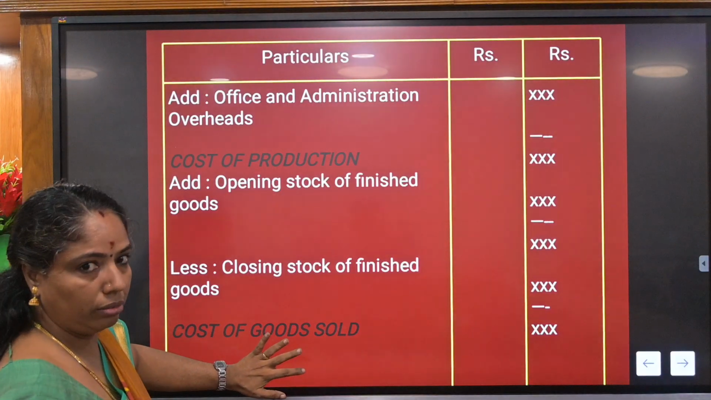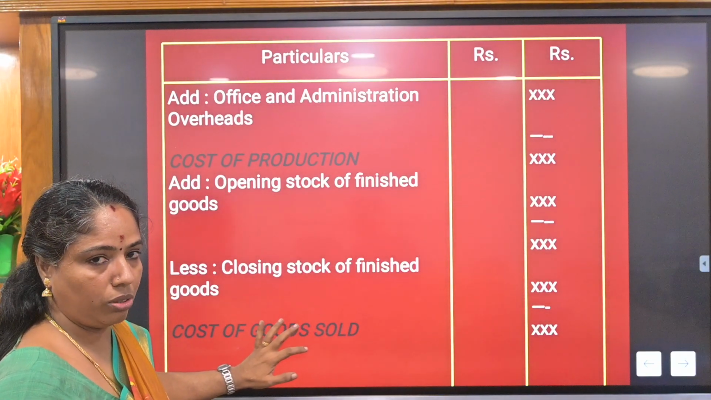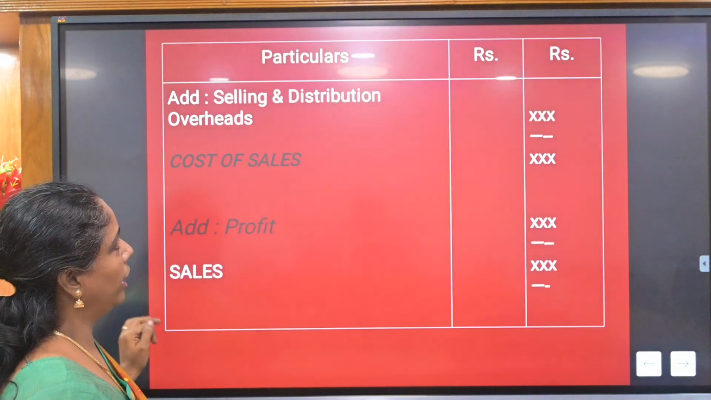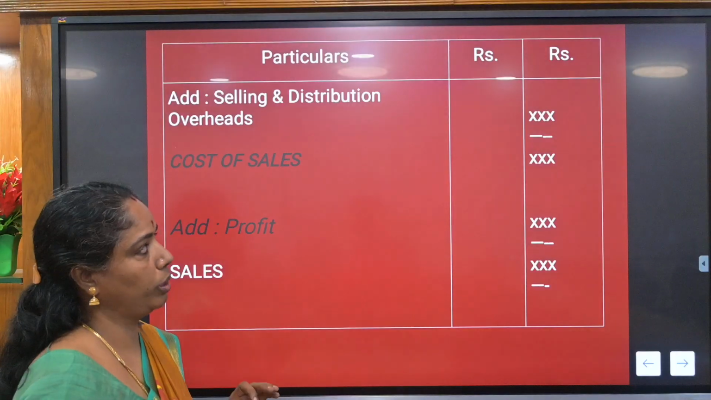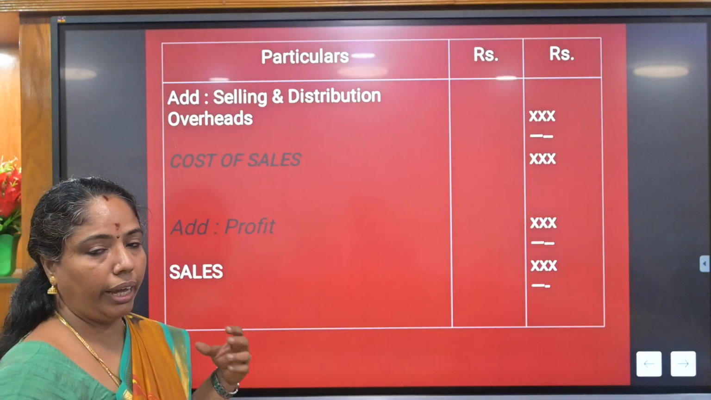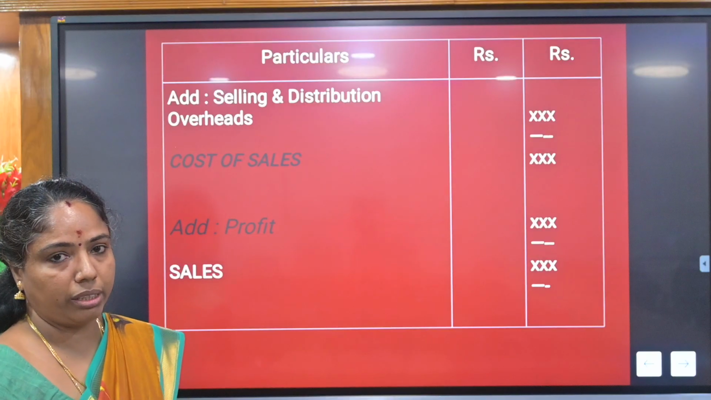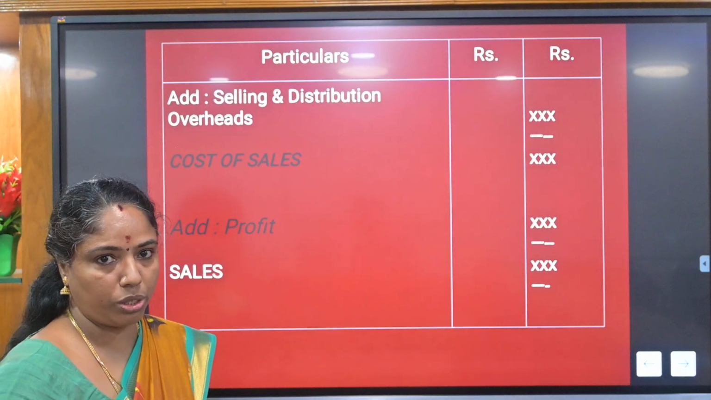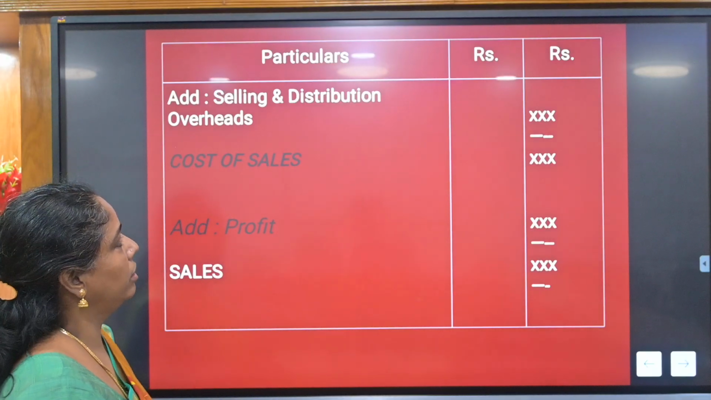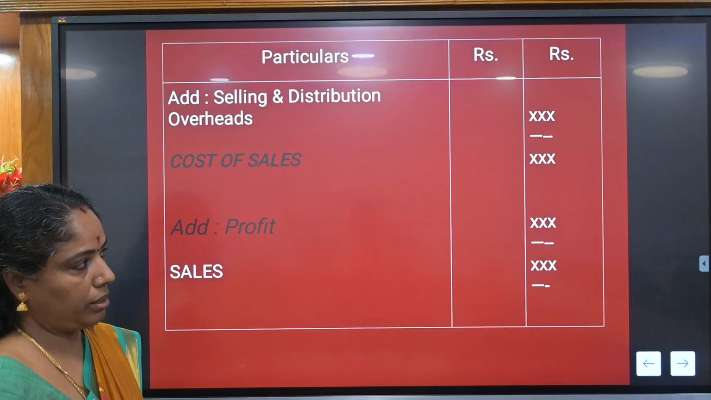So till now we have found prime cost, then factory cost or works cost, then cost of production, cost of goods sold, and finally we add selling and distribution overheads. The expenses related to sales and distribution come under this heading. The expenses may be advertisement expenses, travel expenses, distribution expenses, delivery van charges. This all comes under selling and distribution overheads. That gives cost of sales.